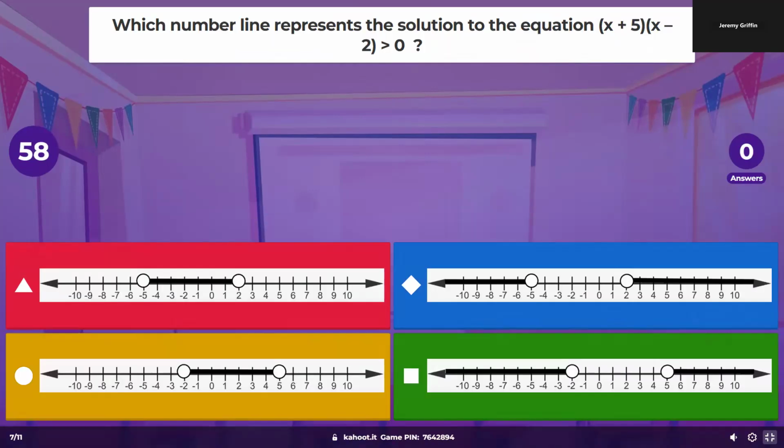Sorry, I didn't know it was going to jump lines like that. We got x plus 5 times x minus 2 is strictly greater than 0.